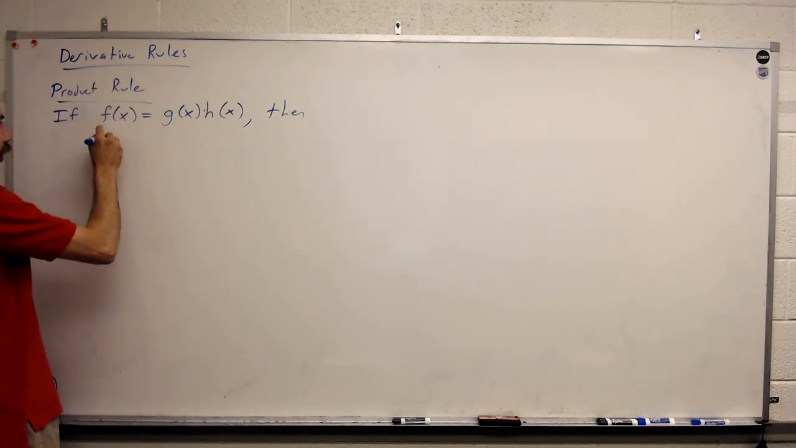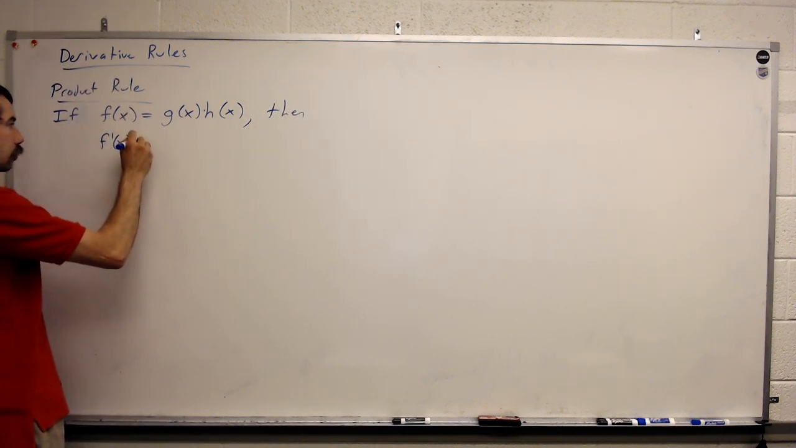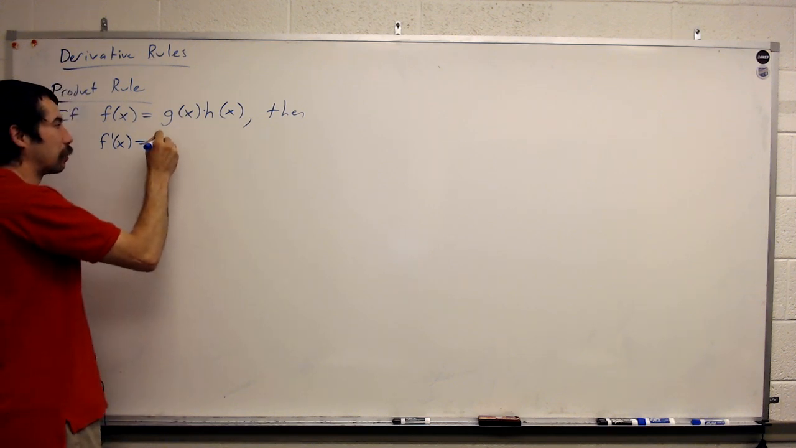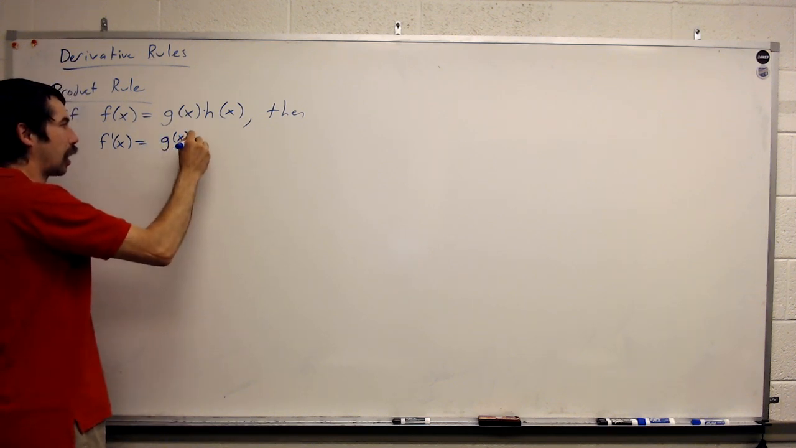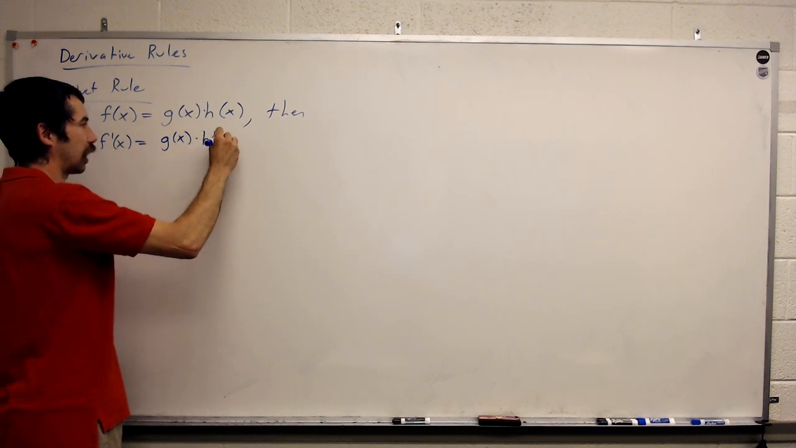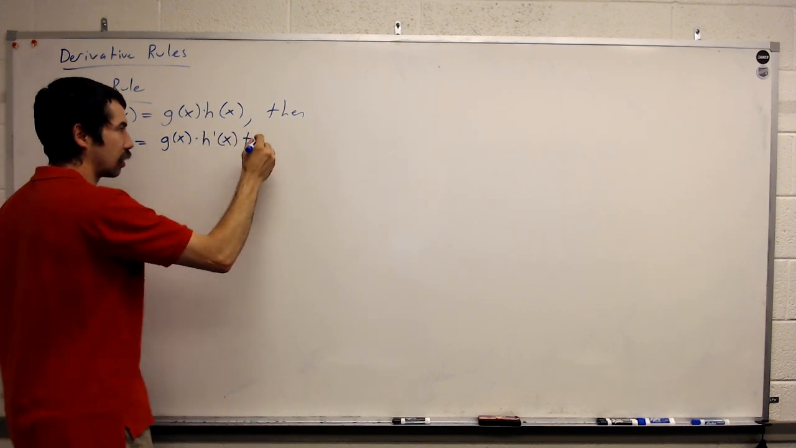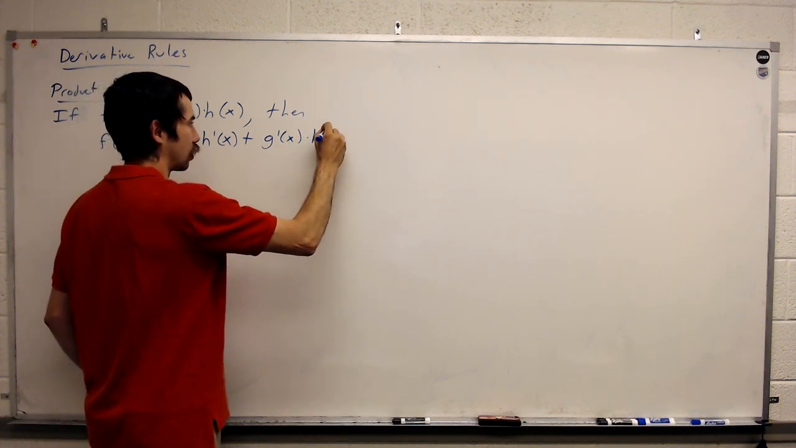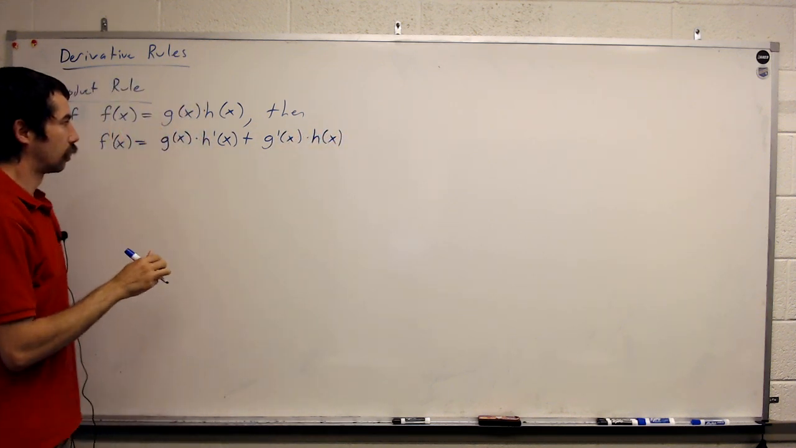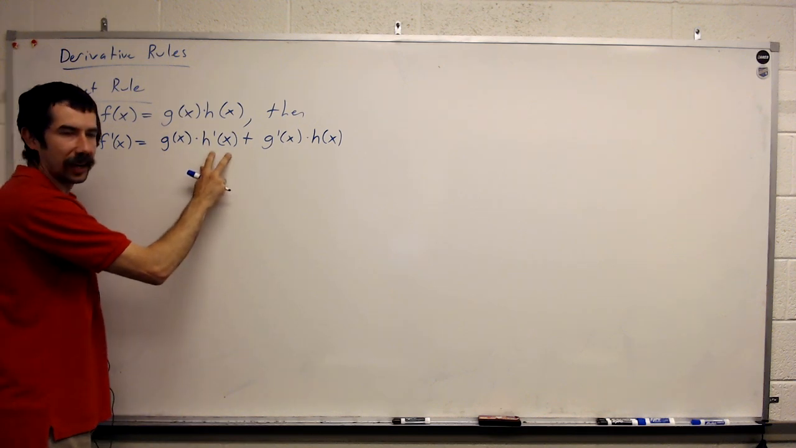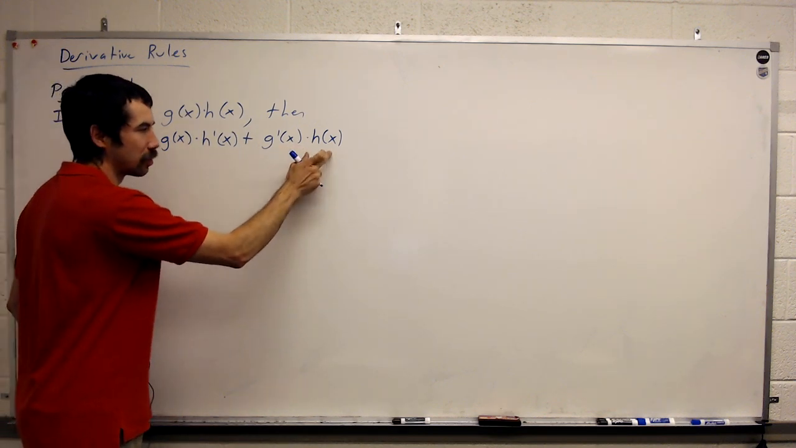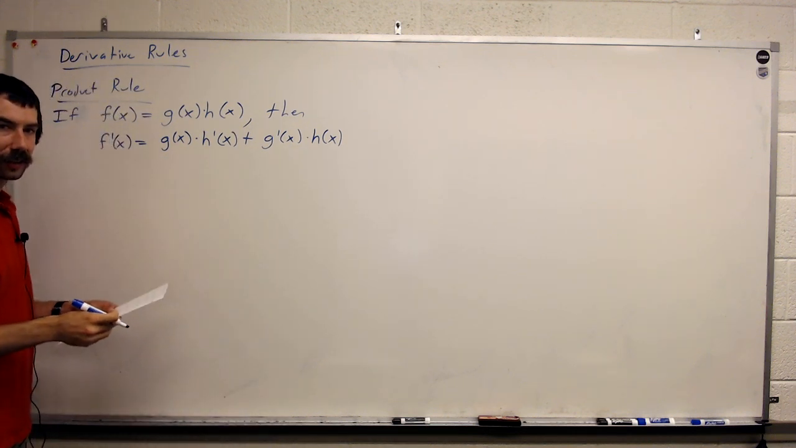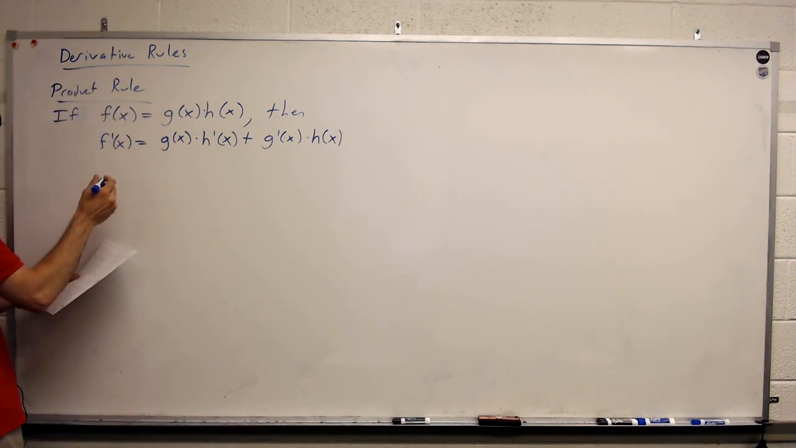then f prime of x. So how do you take the derivative of a product? It's you keep the first function the same and then multiply by the derivative of the second function plus the derivative of the first times the second. First times the derivative of the second plus the derivative of the first times the second. All right, and that's how you take the derivative of any product. So let's take a look at an example.